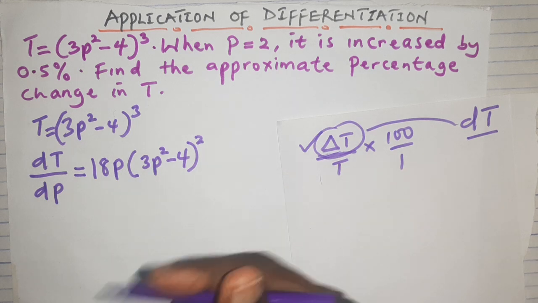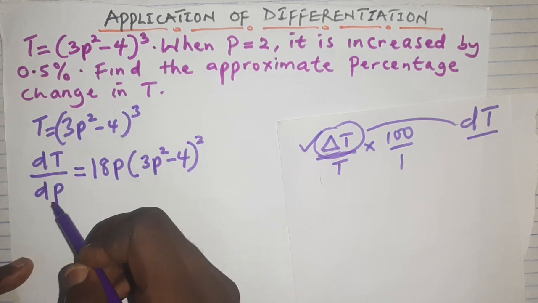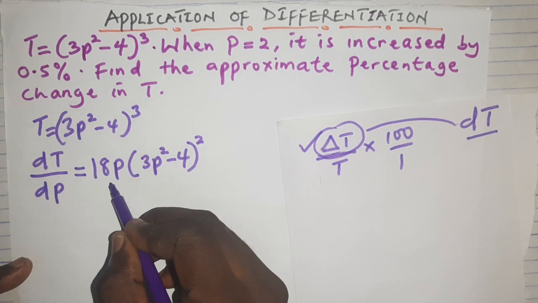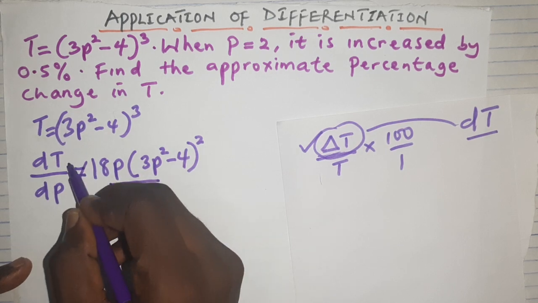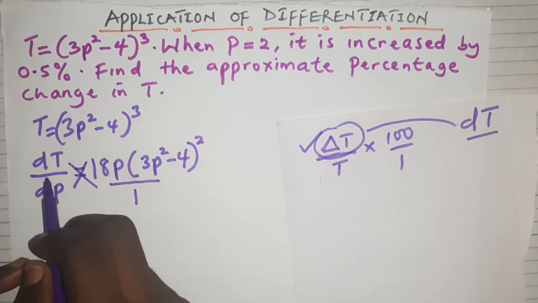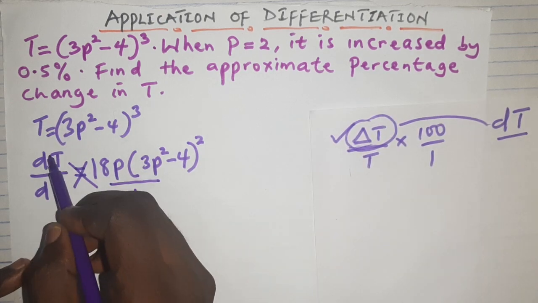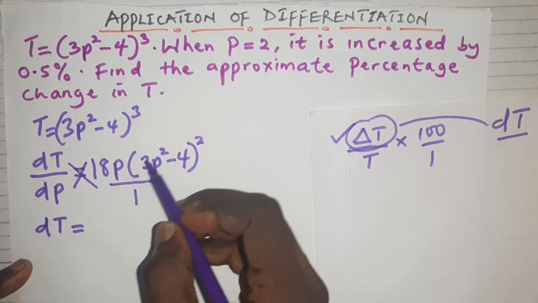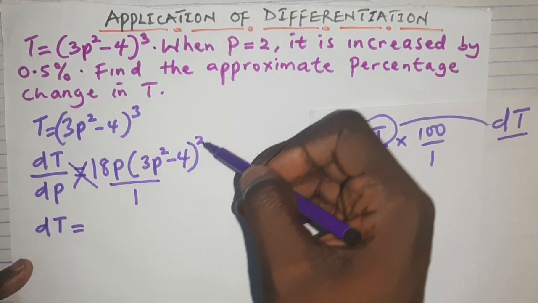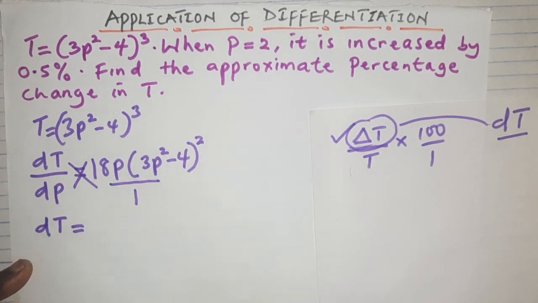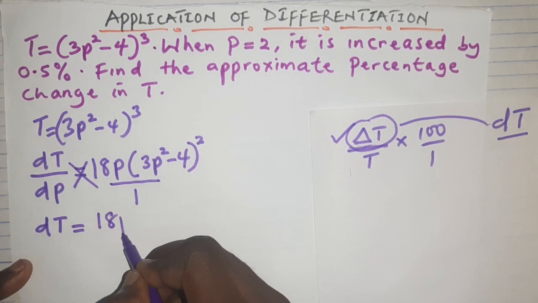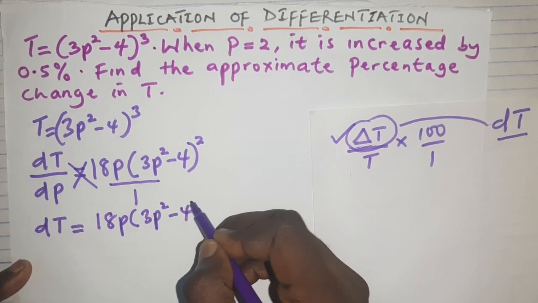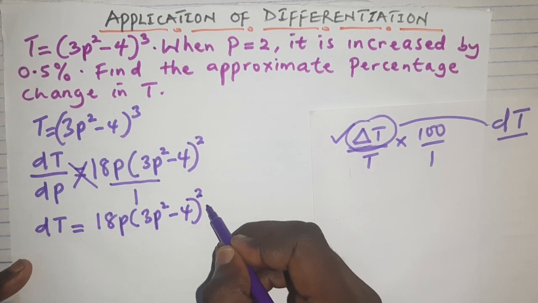So now I will treat dt over dp as a fraction. Means I can cross multiply and make this guy the subject of the formula. So I can put this 1 over 1, and then I'll cross multiply since I'm assuming that this is a fraction. So cross multiplying, dt times 1 still gives me dt equals 18p open bracket 3p squared minus 4 close bracket raised to power 2 times dp. I'll just join them. So I'll now have 18p bracket 3p squared minus 4 close bracket, put your power, times my dp.